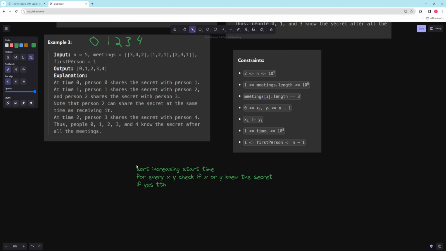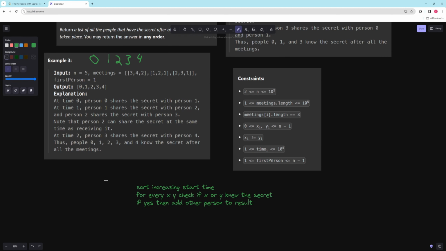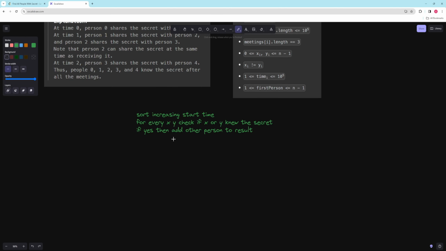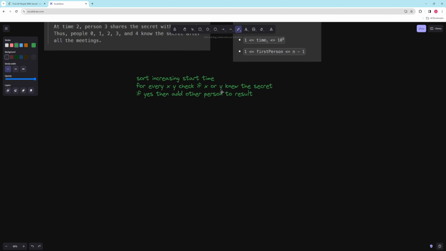If yes, then add the other person to the result. And it's really easy. You can just have a set or something, right? So every time you have a meeting, in increasing order, you just check: okay, if one of these 2 people knows it, then I'll add the other person to my result set. But the tricky thing is if you have a bunch of meetings at the same time, and that's kind of the thing we need to know.